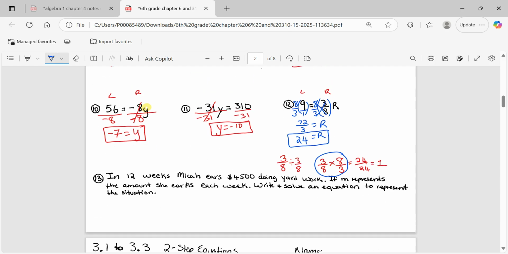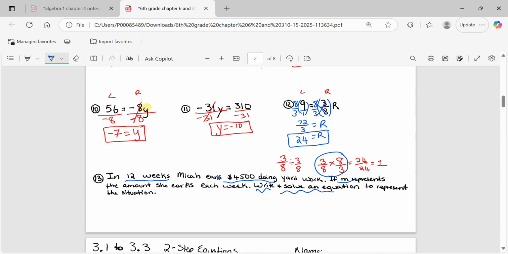Now let's talk about these word problems, right? When we see a word problem, we're going to read it. Miss Reed wants you to read it. So it says in 12 weeks, Micah earns $4,500. That's a lot doing yard work. If M represents the amount she earns each week, we're going to write and solve an equation to represent the situation. So while I could probably divide and solve, they want me to also write an equation.